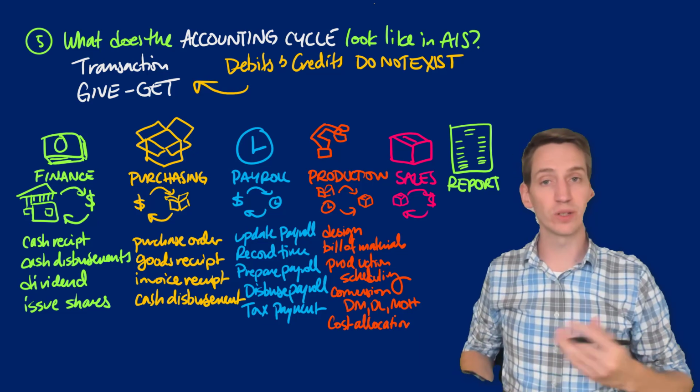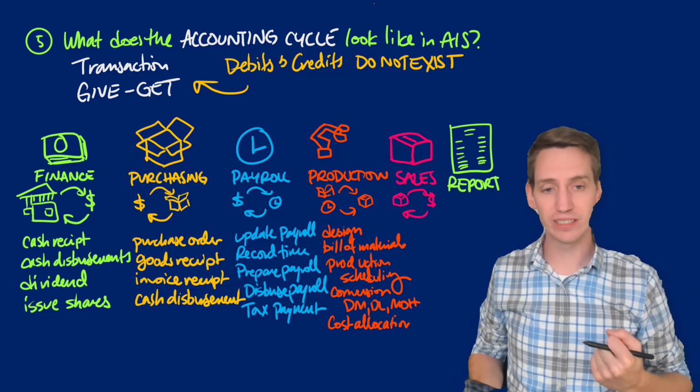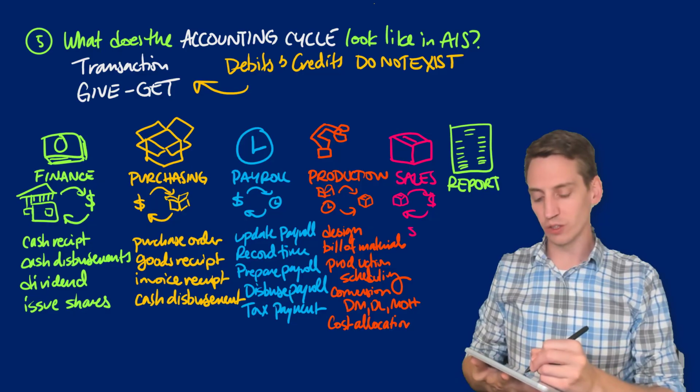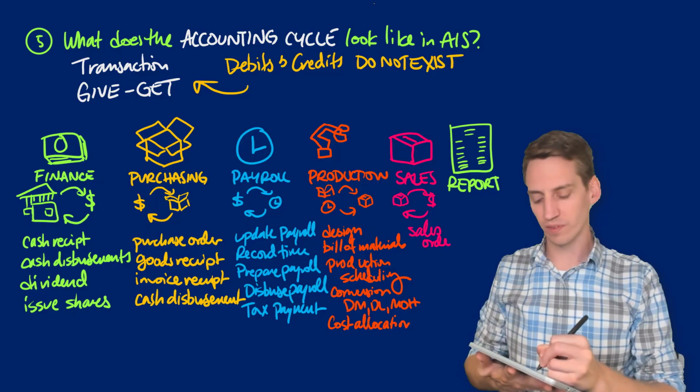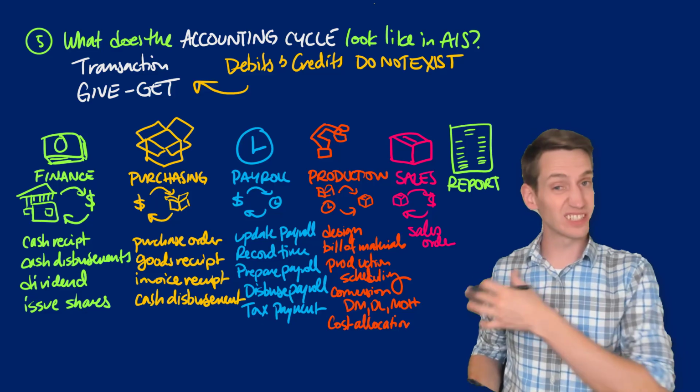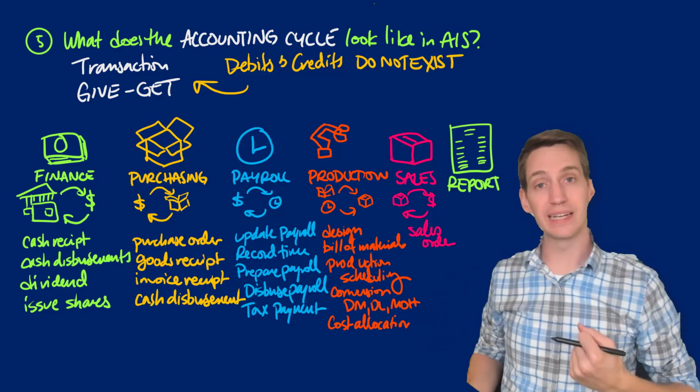For the sales cycle, we're going to take that finished product, and we are now going to convert it to cash by selling it to a customer who's going to give us cash in exchange. So this is going to include a sales order, where we receive a request. Essentially, it's the same thing as a purchase order that another company is sending us.